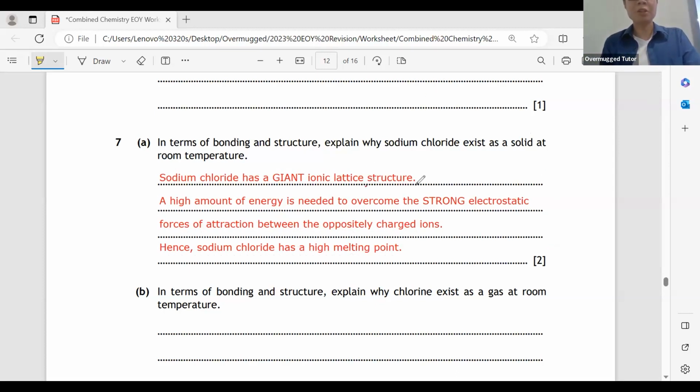Okay, tell me the structure. Tell me how much energy you need. Tell me what you are overcoming. And then tell me the melting point, boiling point.